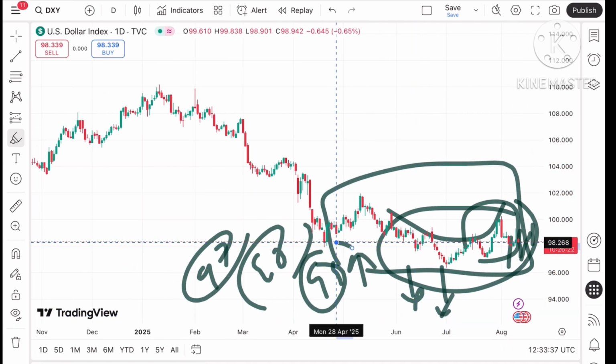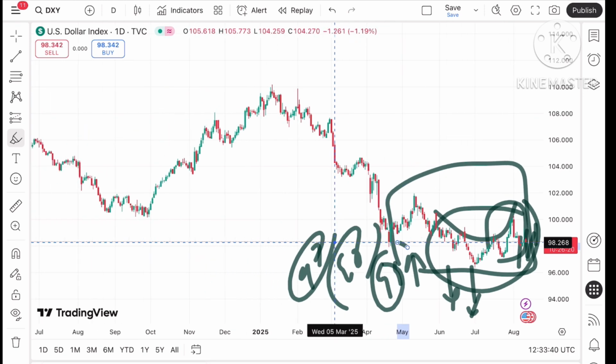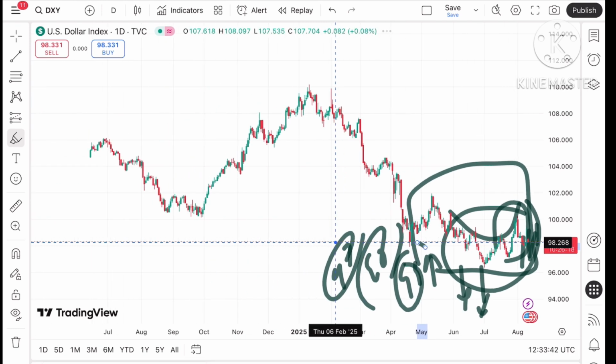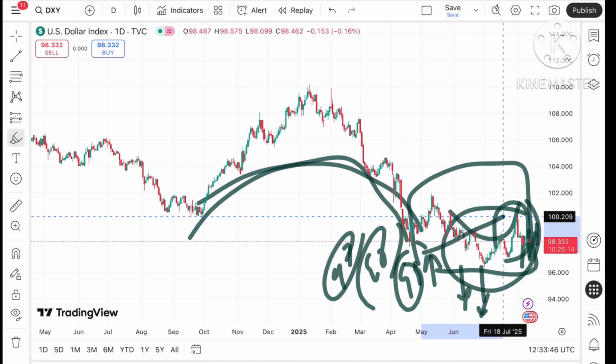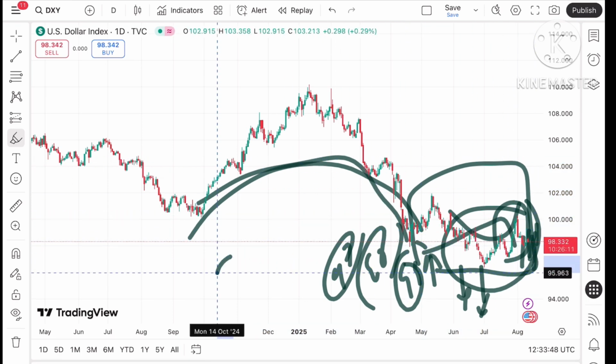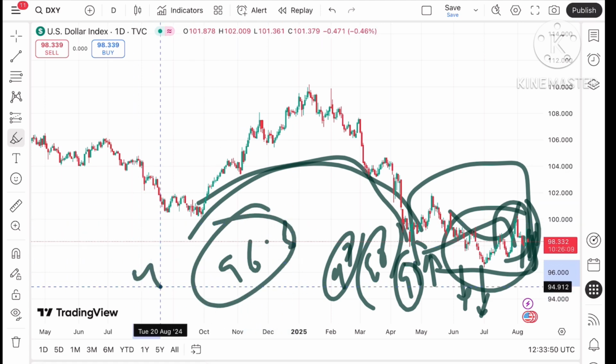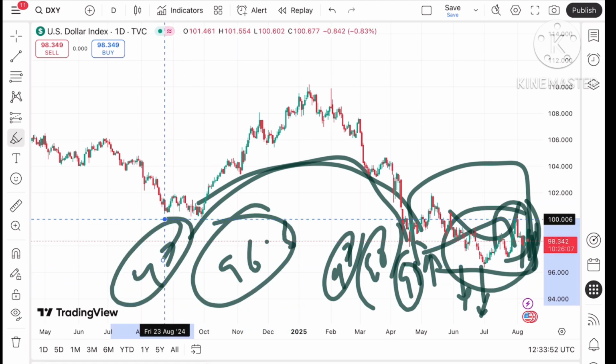Remember, these are the two resistance and supports. If the price falls below this level, a further downfall. A particular trend towards the downside is there, and this particular U pattern is supporting a downside, so chances of falling below 96.3 will be there as soon as it started going below 97.